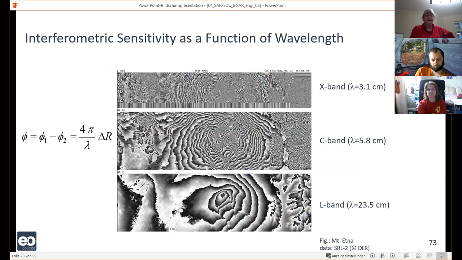Okay, and here from Professor Einleder's slides showing black and white the Etna, what I have been showing you before, for the 3 different wavelengths during the second shuttle campaign, the repeat pass.